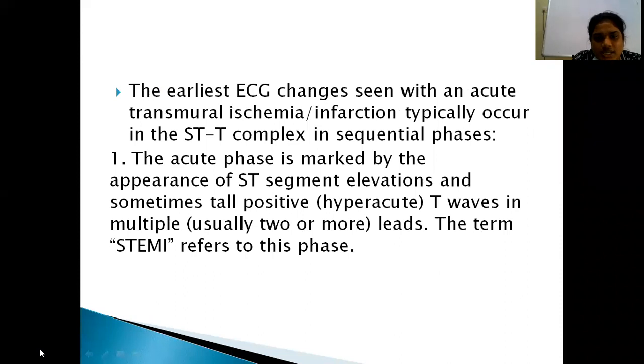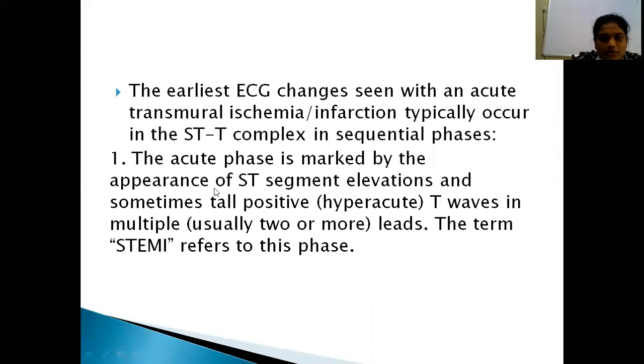The earliest changes seen in the ECG with acute transmural ischemia typically occur in the ST-T complex in sequential phases. So transmural means it involves the entire ventricular wall, whereas the other type can be subendocardial ischemia, which involves the endocardium.